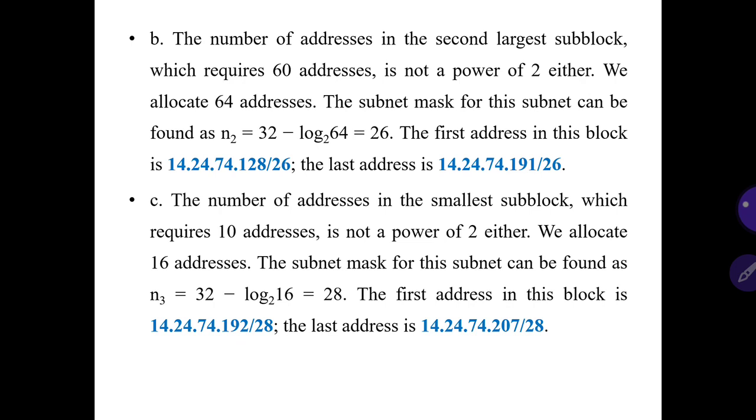In the third case, the number of addresses in the smallest subblock, which is 10, is not a power of 2, so go to 16. Then n3, subnet mask 3, gives 28. The first address, in continuation with the previous one, is 14.24.74.192/28, and the last address is 14.24.74.207/28.